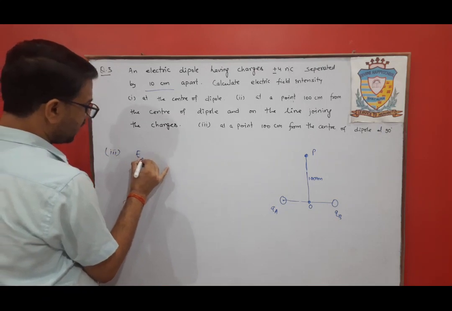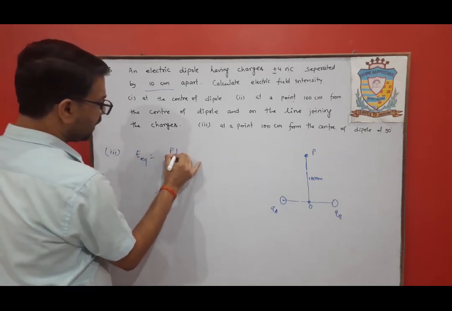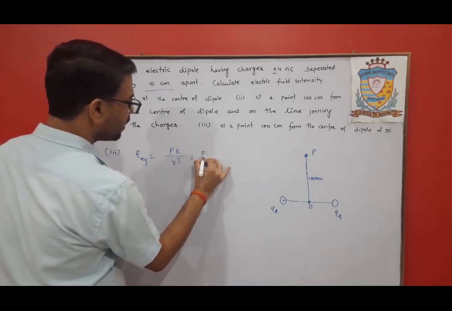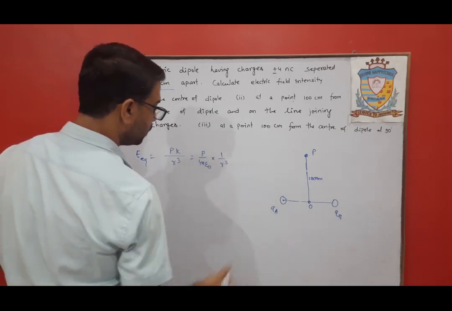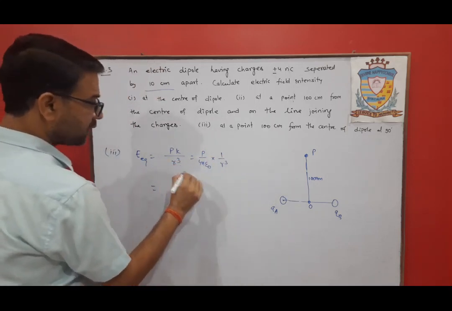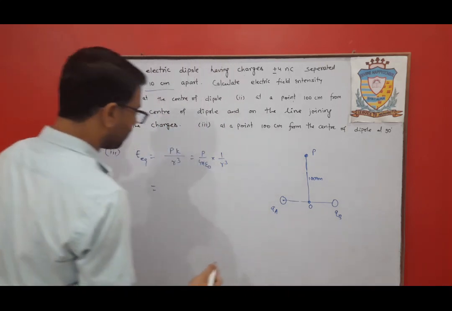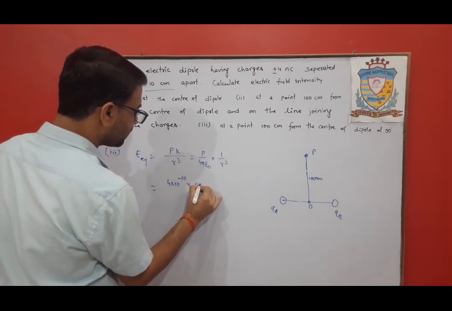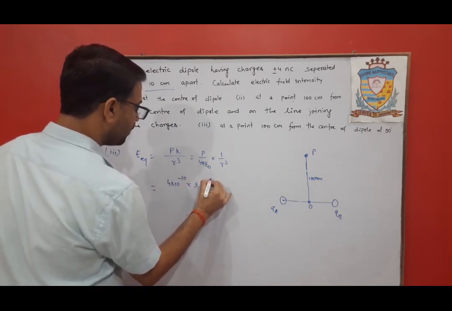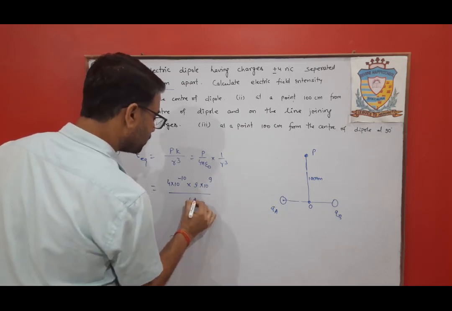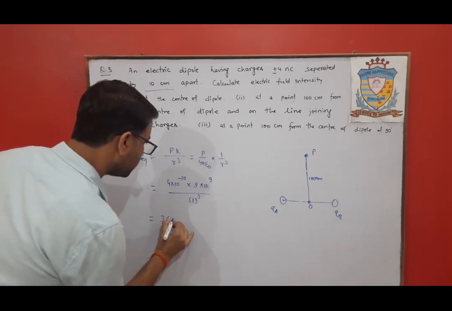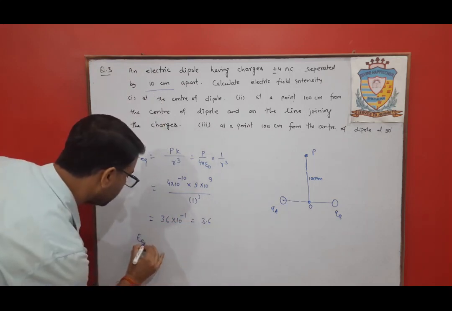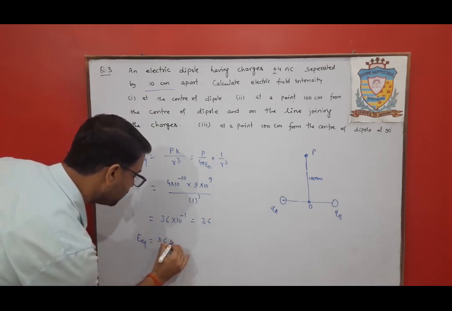electric field intensity at the equatorial line is Pk upon R cube, or 1 upon 4 pi epsilon naught into 1 upon R cube. So P, we have calculated it, 4 into 10 to the power minus 10, into 1 upon 4 pi epsilon naught, 9 into 10 to the power 9, upon R cube, which equals 1 cube. 9 times 4 is 36 into 10 to the power minus 1, or 3.6. So E equatorial is equal to 3.6 Newton per Coulomb.